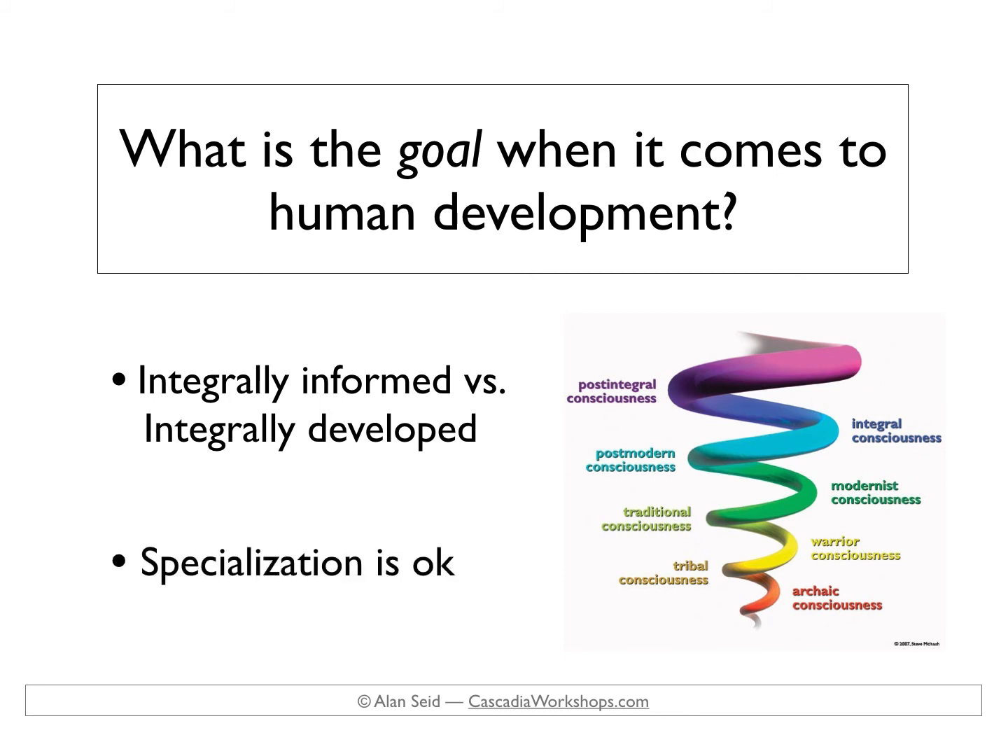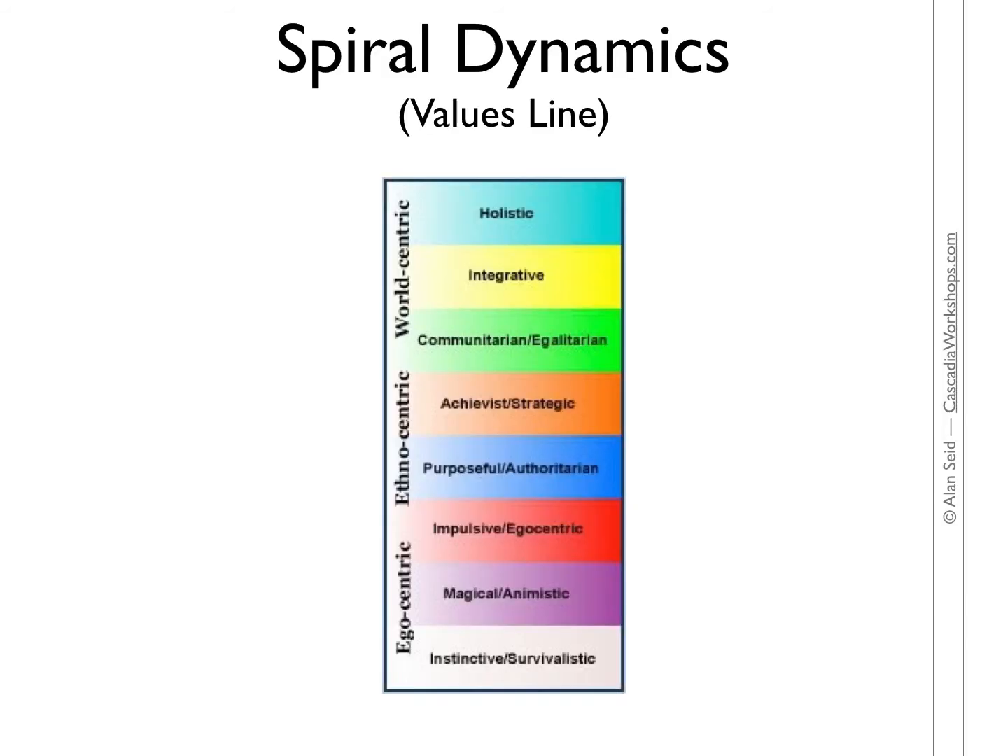And specialization is fine. You can specialize in whatever area, but if you're integrally informed, then at least you see this larger context, and you can bring quadrants, lines, levels, states, types. You can bring integral theory to bear on your area of specialization. So specialization is great, just be integrally informed. And nobody's expecting you to be integrally developed. Although, if that floats your boat, go for it.